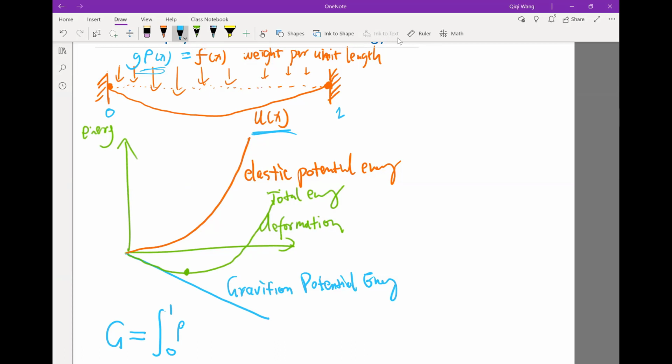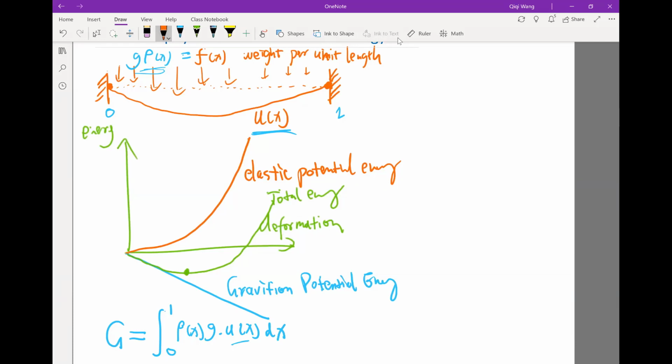rho(x) g times u(x) dx, right? So that's how much gravitational potential energy you have. It's actually linear with respect to the deformation.